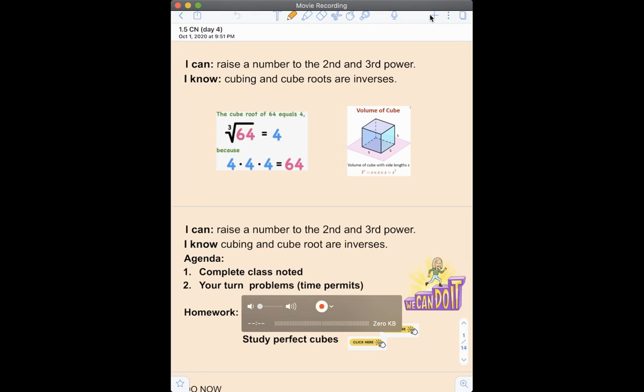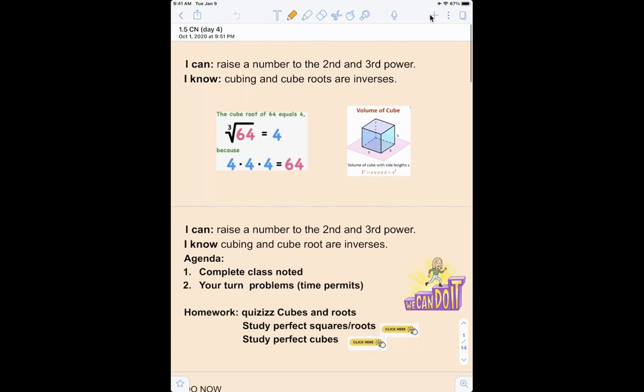Today our goal is to raise a number to the third power and for you to understand that cubing and cube roots are inverses of each other. So a cube is literally a three-dimensional figure, and the volume of a cube is side times side times side, or side cubed.